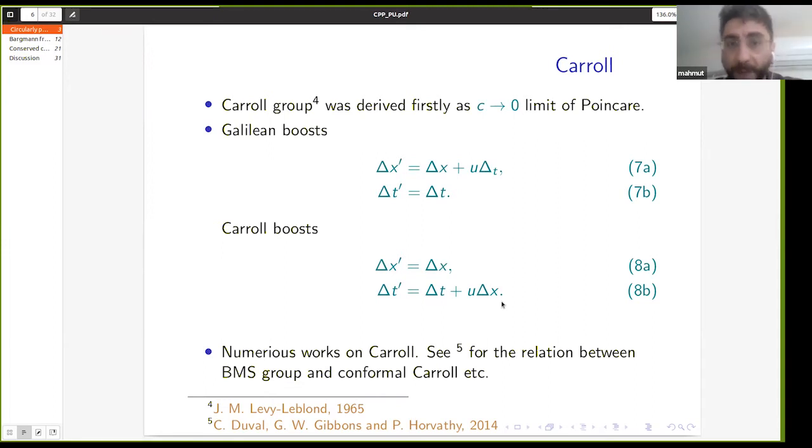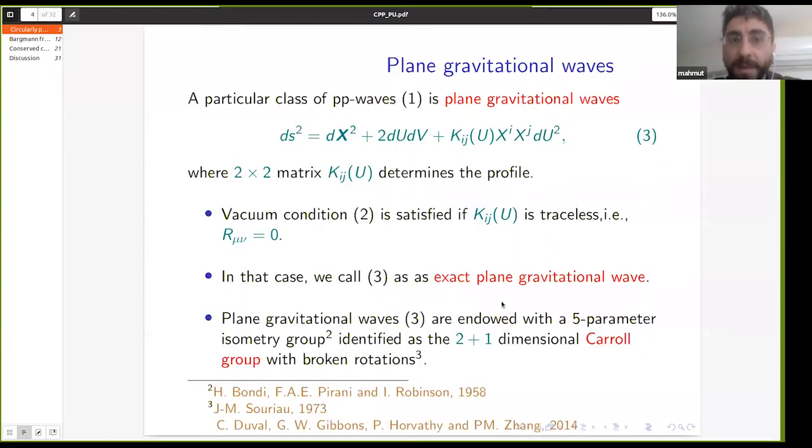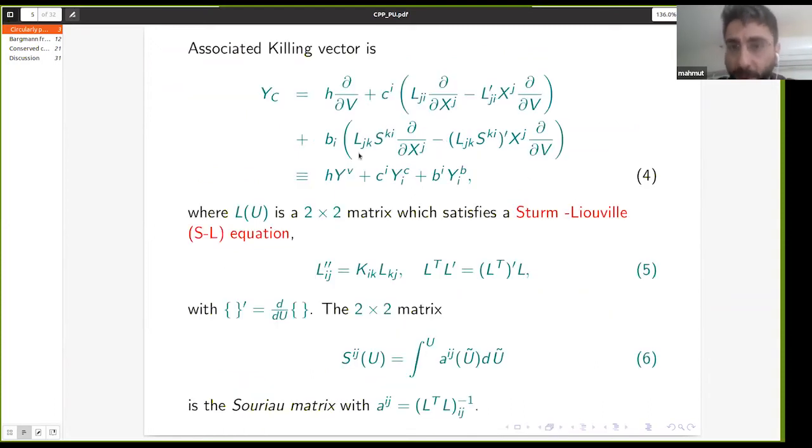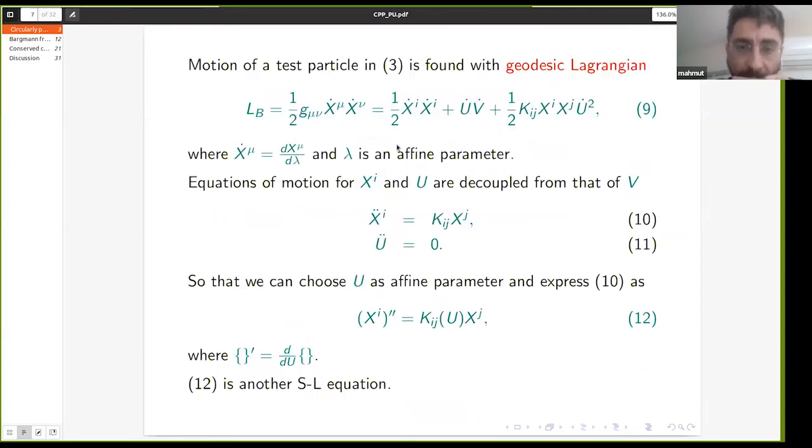Here, we are not working on a Carroll manifold. It is not a Carroll spacetime, but interestingly, the symmetries of this four-dimensional spacetime, the plane gravitational waves, span the Carroll algebra. The algebra of these Killing vectors is the 2+1 dimensional Carroll algebra with broken rotations. So we are not working on a Carroll manifold, but the symmetry algebra of these Killing vectors, if you just take their commutators, gives you exactly the Carroll algebra. Okay, and this is important.